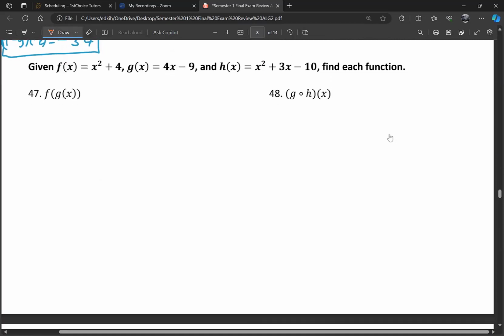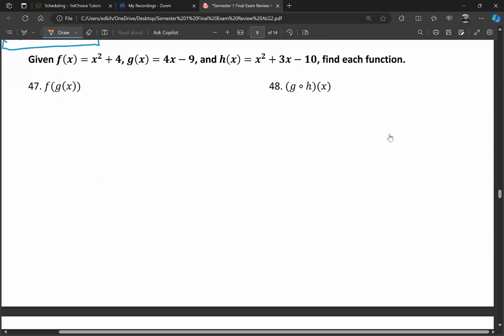And these are known as composition of functions. Sounds fancy, pretty simple. See how you have f of g of x? These are instructions. It says you're going to take the function g and plug it into f. Anywhere there's an x value, you're going to plug in that function. So let me show you this in a better way.